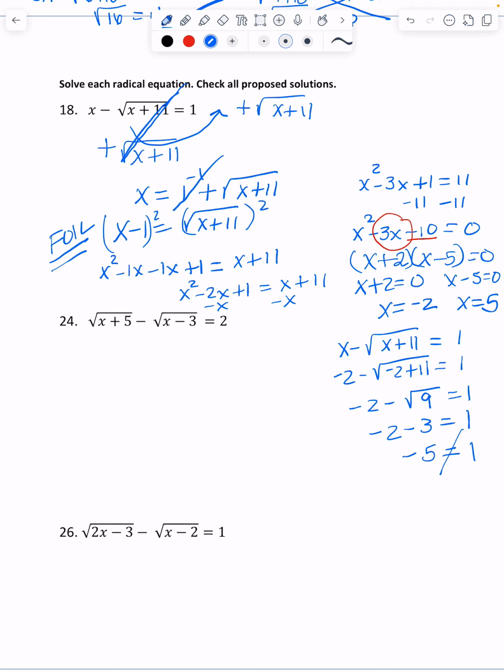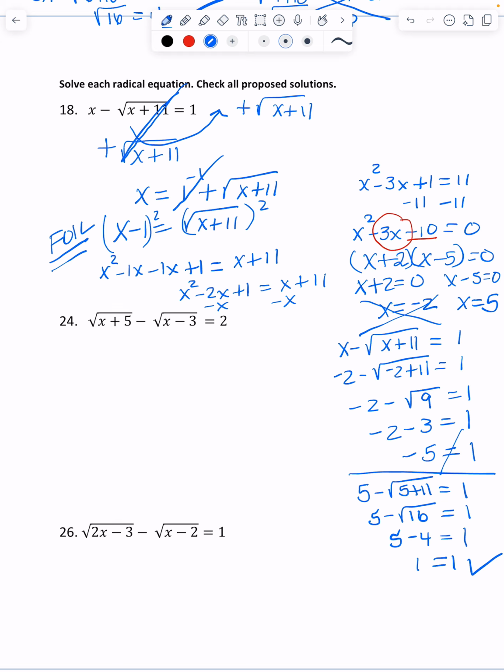So that tells me that negative 2 gave me a false solution. I can't use negative 2 as an answer. So let's plug in 5. We get 5 minus the square root of 5 plus 11 equals 1. So 5 minus the square root of 16. That's 5 minus 4, and we see that we get a true statement. So the answer that I use here is x equals 5.